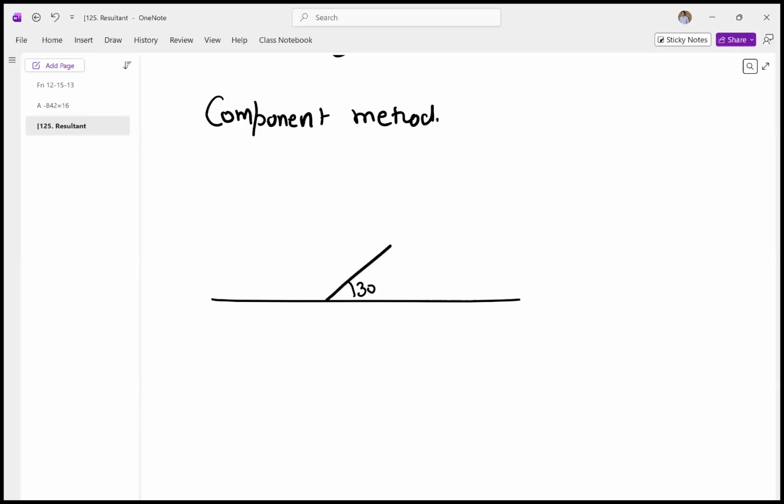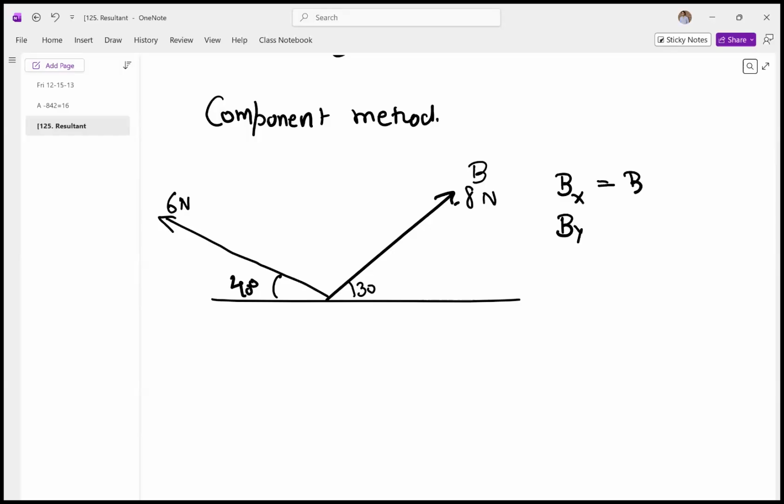So, the triangle method. This is 8 Newton and this one is 6 Newton. This angle here is 40 degrees. Now I will find the components of the B vector, so Bx and By we will try to find out.